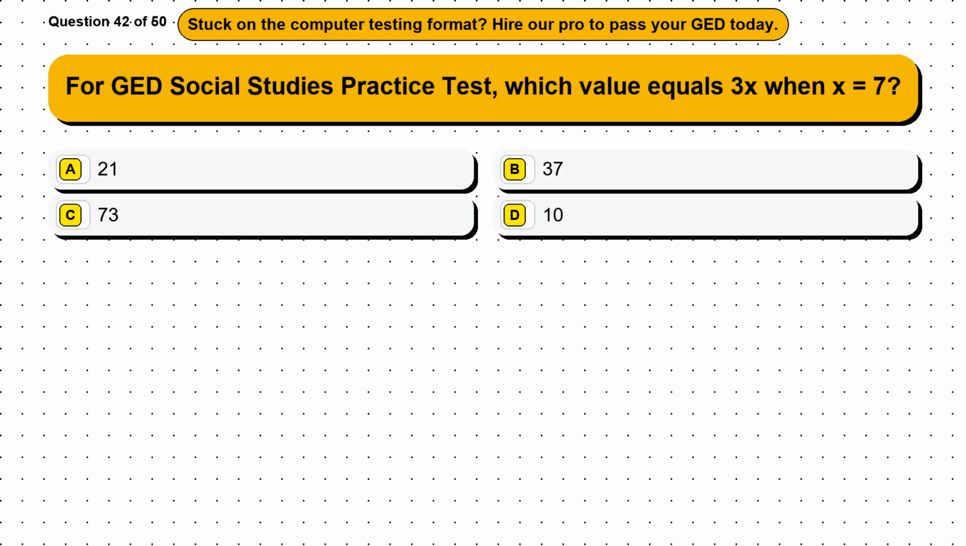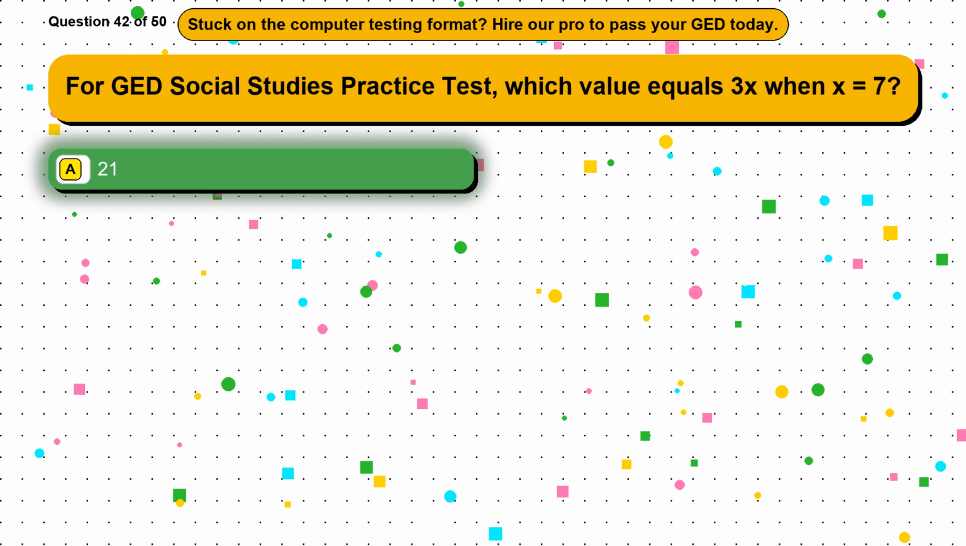Question 42. For GED Social Studies practice test, which value equals 3x when x equals 7? Option A, 21. Option B, 37. Option C, 73. Option D, 10. The correct answer is option A. 21.